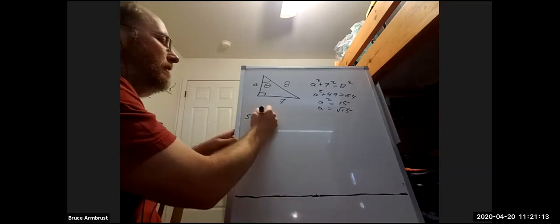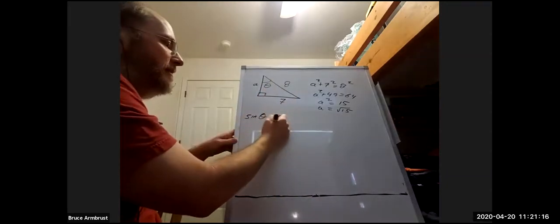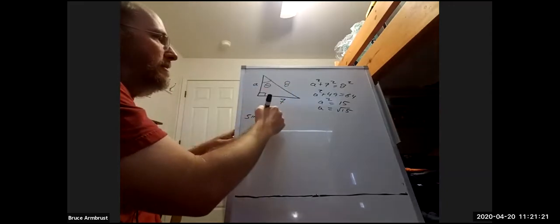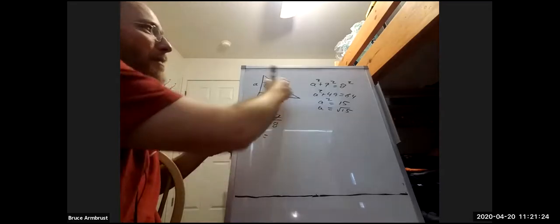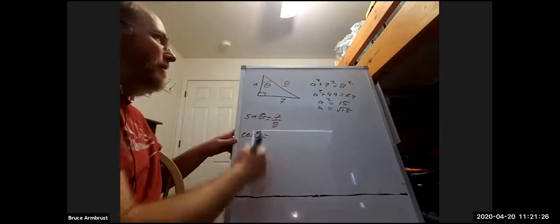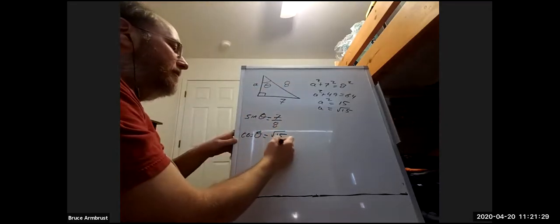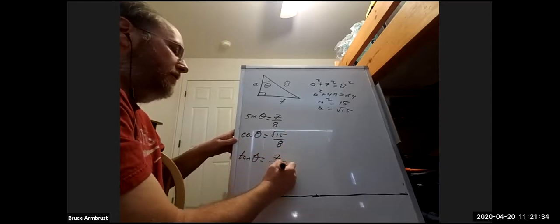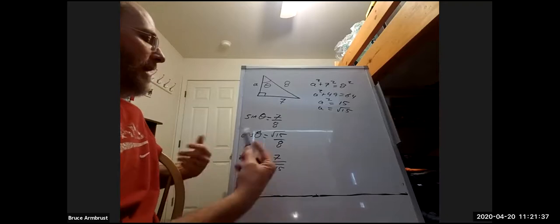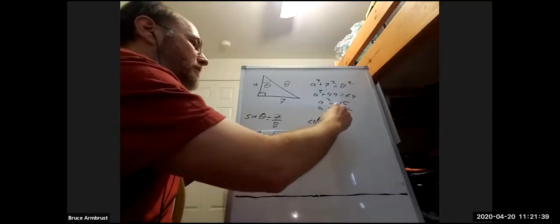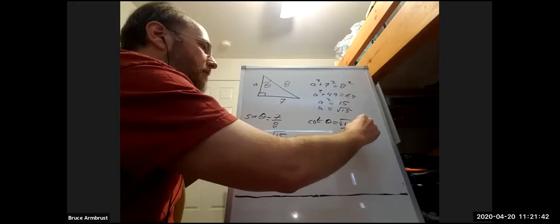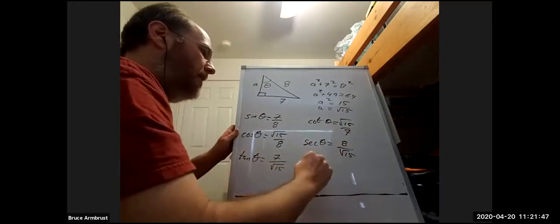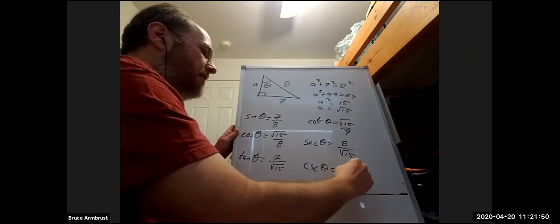So the sine is opposite over hypotenuse, which is going to be 7/8. Cosine is adjacent over hypotenuse, so that's going to be the square root of 15 over 8. Tangent is opposite over adjacent, so that's 7 over the square root of 15. And then the other 3, we know that those are just reciprocals, so cotangent is root 15 over 7. Secant is 8 over root 15, and cosecant is 8/7.